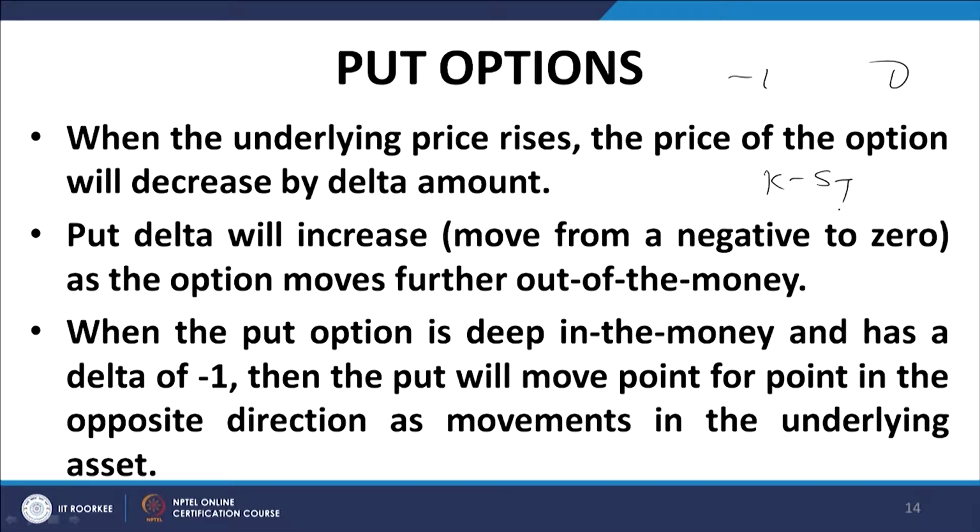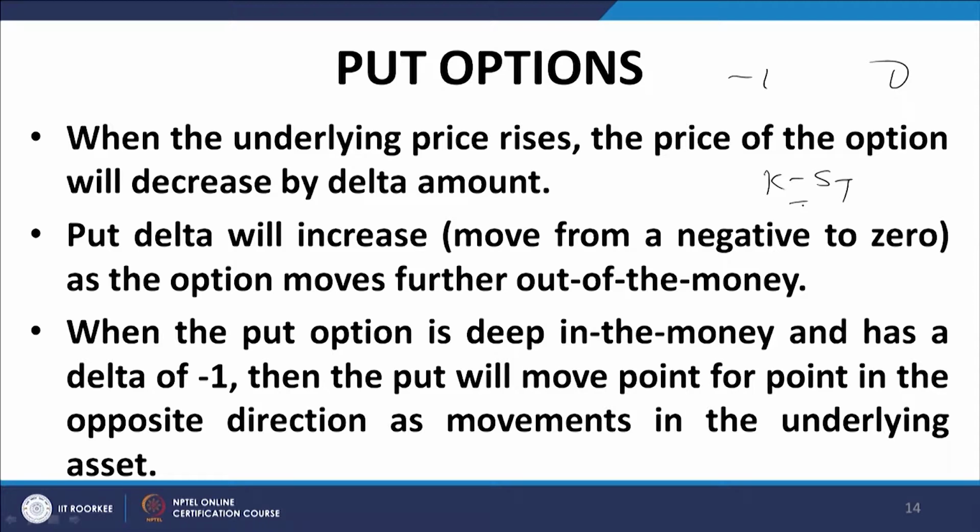Because the option is surely likely to be exercised, and if a put option is exercised, the payoff is K minus ST. Because of this minus sign, if ST increases, the payoff decreases, and they move in opposite directions. Therefore, delta turns out to be -1, provided the option is deep in the money. And as the option moves from out of the money to in the money, the delta changes from 0 to -1 and vice versa.